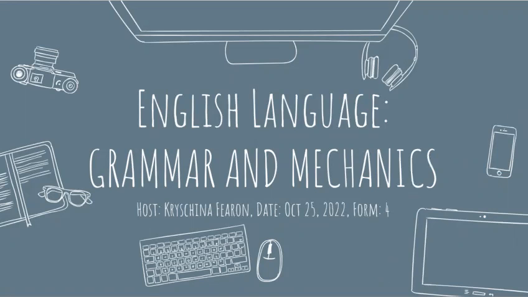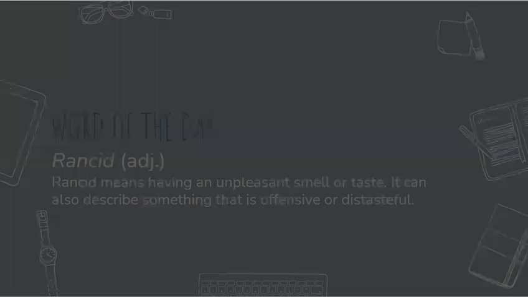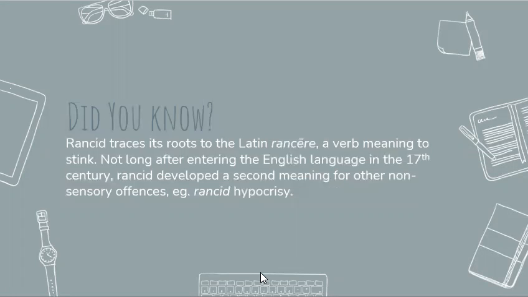Before we even start, let's go to our word of the day. Our word of the day is rancid, and it's an adjective. Rancid means having an unpleasant smell or taste. It can also describe something that is offensive or distasteful. Did you know that rancid traces its roots to the Latin ranciere? I don't know Latin, so I won't pronounce it, but this is a verb meaning to stink.